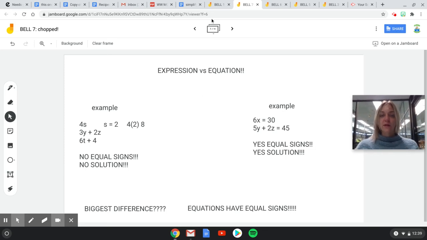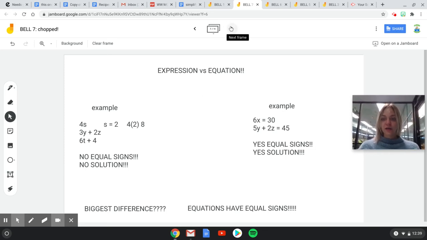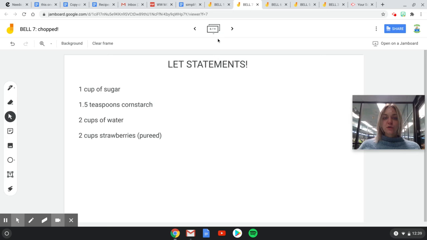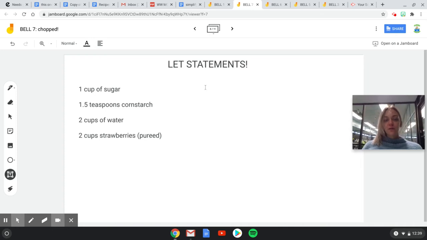Okay, and most of you got that on the check-in, but again, I just wanted to reiterate. The next thing we're going to do, go on to the next slide, are let statements. So you're going to be doing this with your recipe. We're going to practice right now. We're going to pick a variable for this one. This is a recipe for strawberry sorbet. So it's kind of like ice cream, just without the milk. And what we're going to do is make an expression like we had in our working recipe.